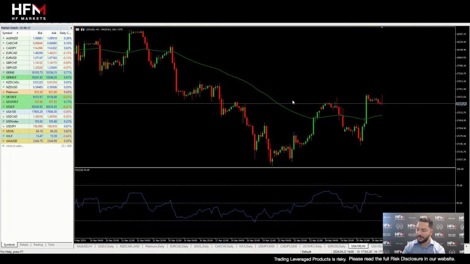So, yes, we're seeing higher highs. We're seeing higher lows as well. We're above the 75 bar exponential moving average, and we're above the neutral. We're above the 50 on the RSI as well. We're currently at 58, so it's a healthy area of the market. So that indicates the price is going to increase.